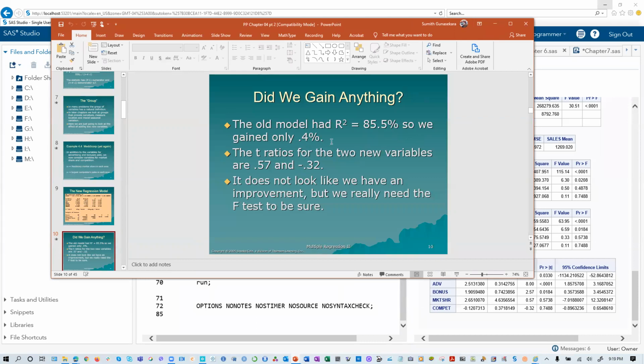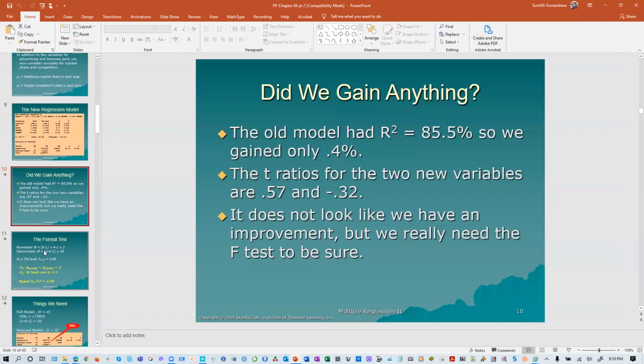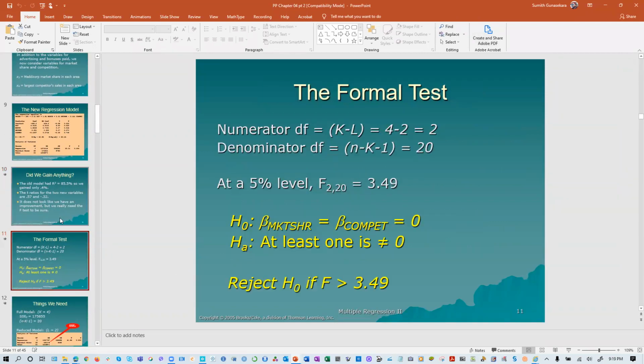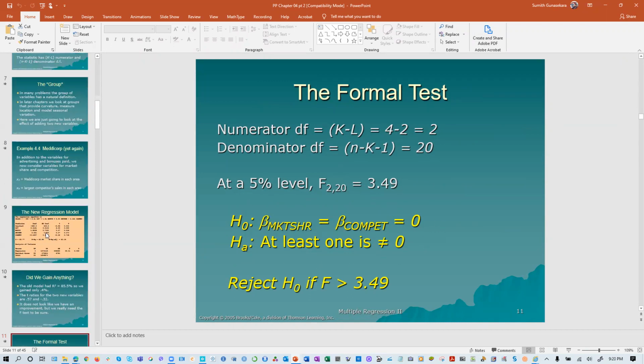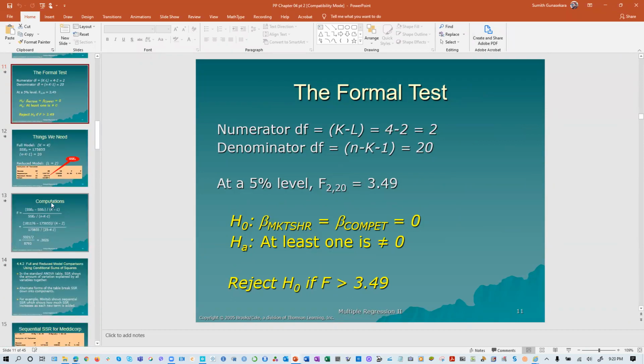We gained only 0.4%, as a percentage, a little bit. The T ratios for the 2 new variables are 0.57 and 30. It doesn't look like we have any improvement. But still, we want to test with the F. How are you going to do that? You set up the test like this: the market share and the competition slopes, or those coefficients, equal 0 versus at least 1 is not 0. In order to run this check, you definitely have to use the partial F test.